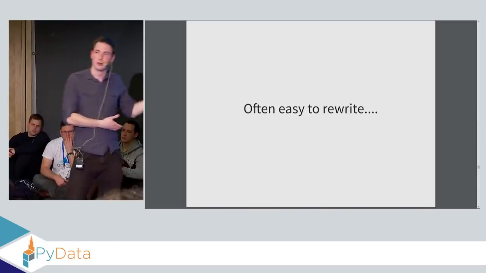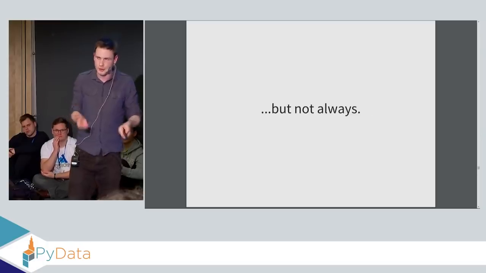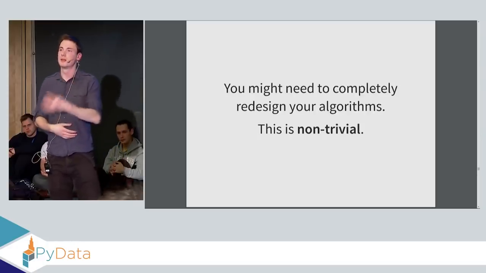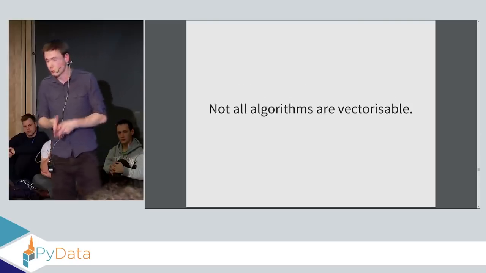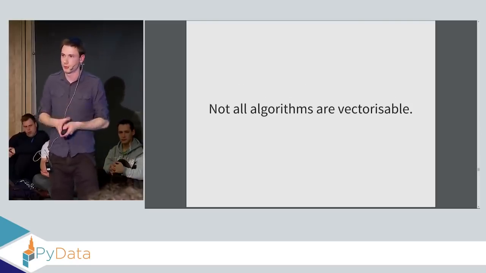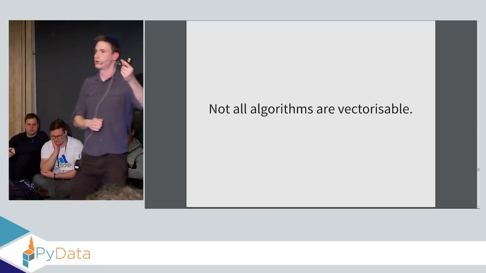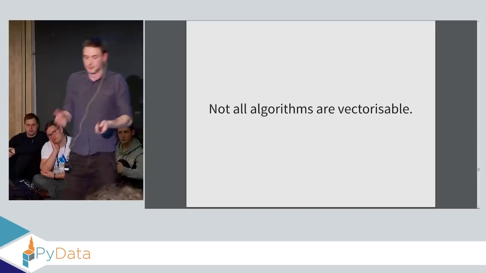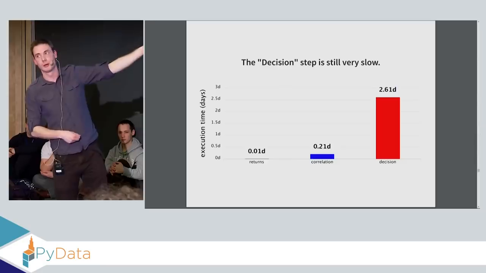And this is often easy to do. Like in this example with the returns matrix, it was very easy to just rewrite it using NumPy, but it's not always. You might need to completely redesign your algorithms in order to vectorize them, and it's actually non-trivial to do so. And also, not all our algorithms are actually vectorizable. Some of them inherently need to depend on states on a previous loop iteration, in which case you can't vectorize. So here we see the times that we currently have now after applying NumPy.